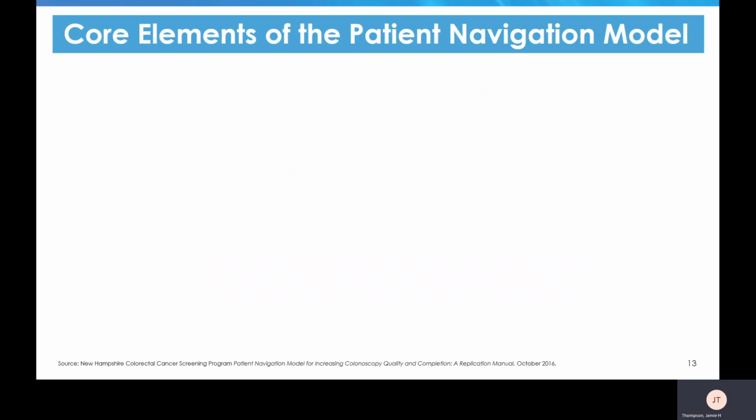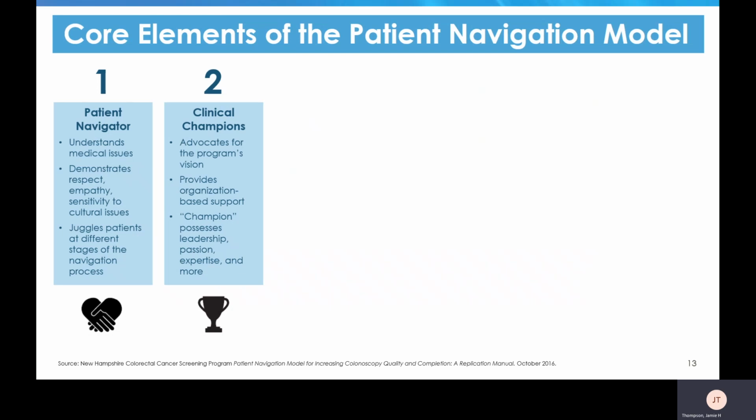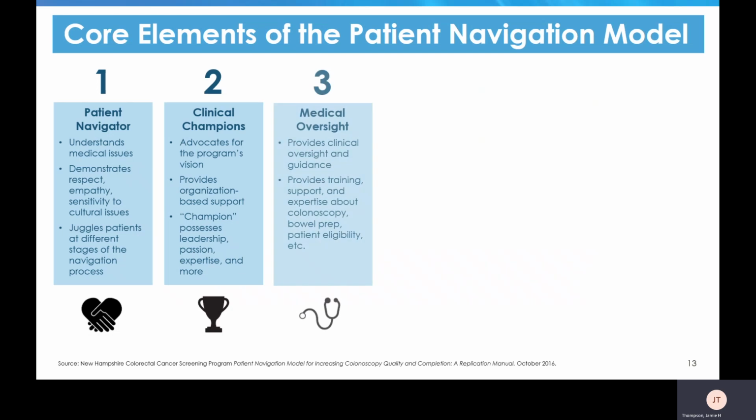In order to have a successful patient navigation program at your clinic or health system, it's important to have these core elements from the navigation model in place. First, the patient navigator, someone who understands medical issues, demonstrates respect, empathy, sensitivity to cultural issues, and can juggle patients at different stages of the navigation process. Number two, clinical champions. These are advocates for the program's vision. They provide organizational based support. A champion possesses leadership, passion, expertise, and more to move this program forward.